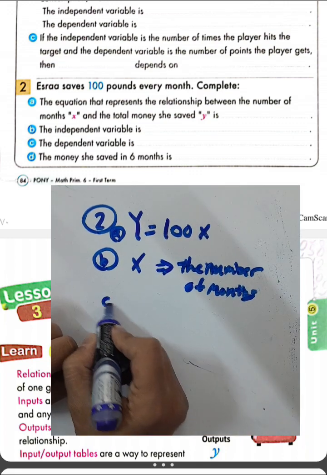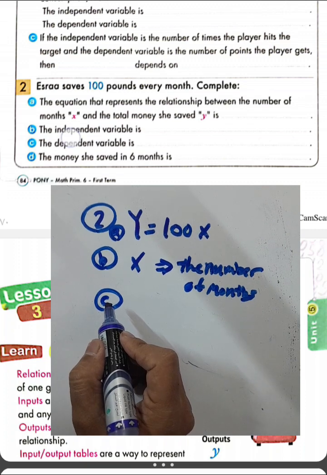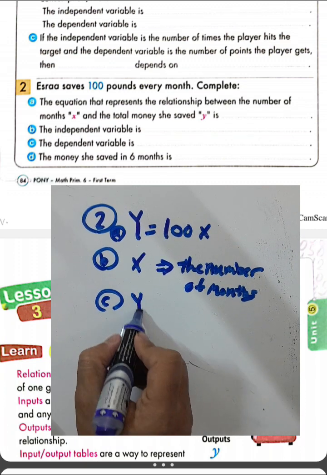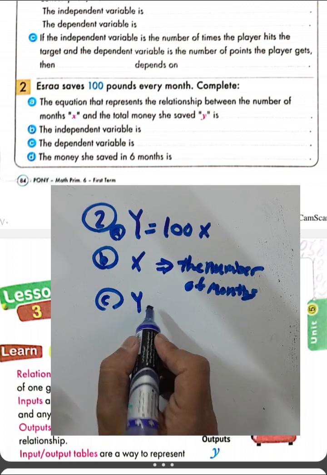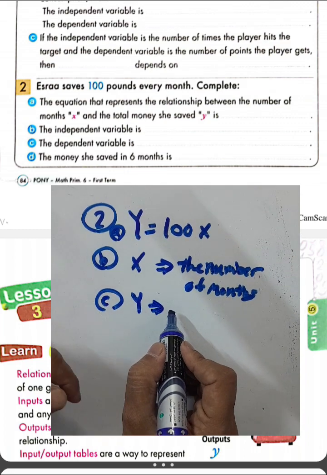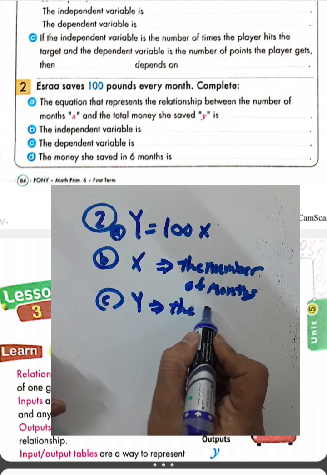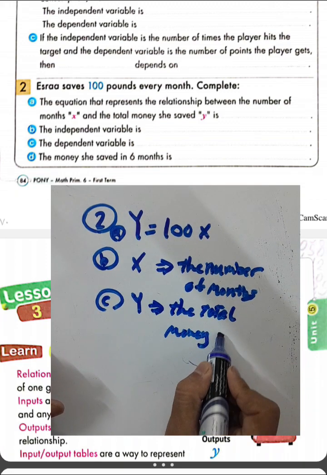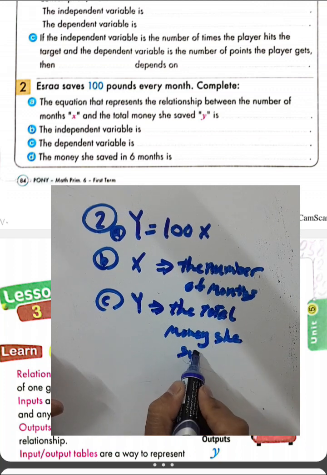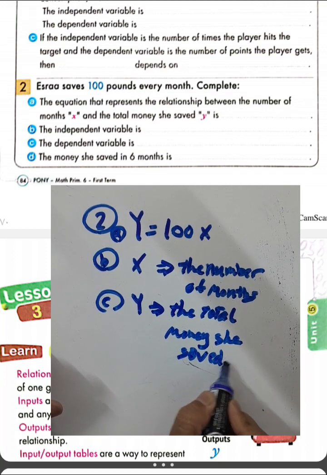And letter C, the dependent variable here will be y. Why do we call it the dependent variable? It refers to the total money she saved. Okay, that was letter C.